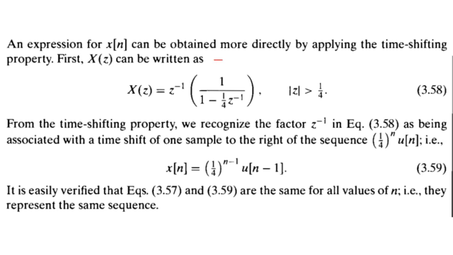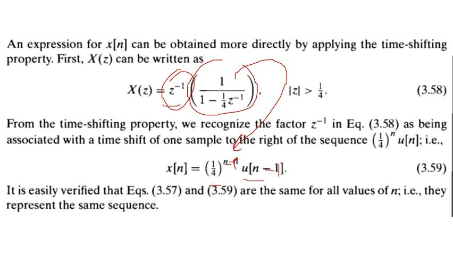So now we have separated this term and this delay. We know the inverse z transform of this is 1 by 4 raised to n u of n. But because of z raised to minus 1, we have to use n minus 1 and n minus 1 here because of the shifting.